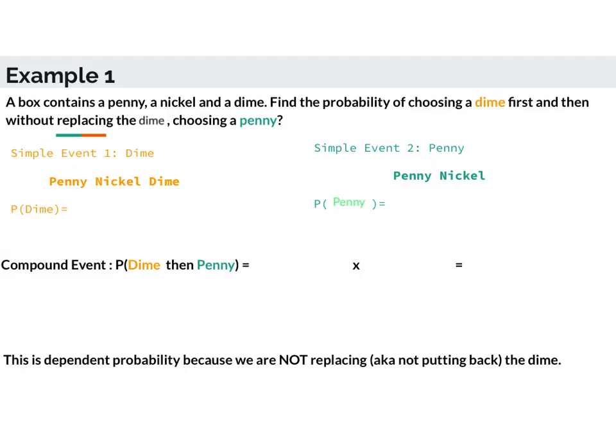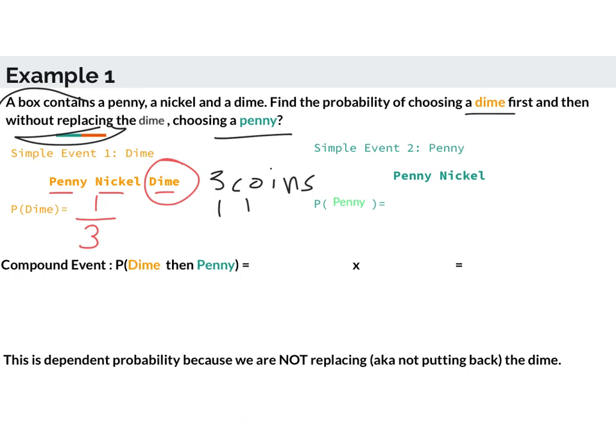A box contains a penny, a nickel, and a dime. Find the probability of choosing a dime first and then, without replacing the dime, choosing a penny. So when I look at the probability of my first event, the probability of the dime first, I want to look at I have 1, 2, 3 coins, and only one of them is a dime. Now, I started with 3 coins.